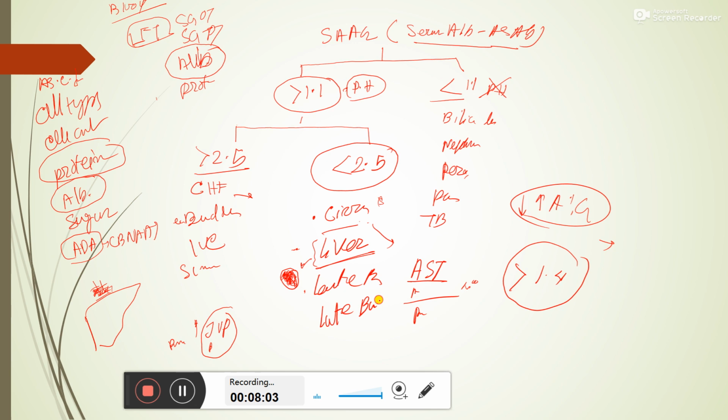In late Budd-Chiari syndrome, we can also see high SAAG, low protein. Okay. And in nephrotic syndrome, we can see nephrotic range proteinuria in urine ACR, more than 3 gram per day.